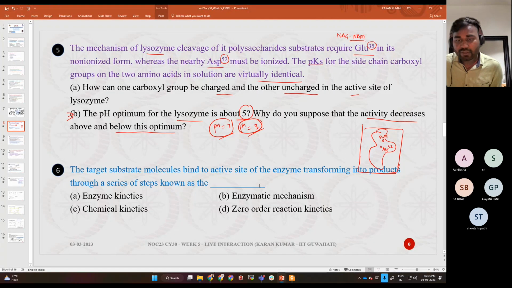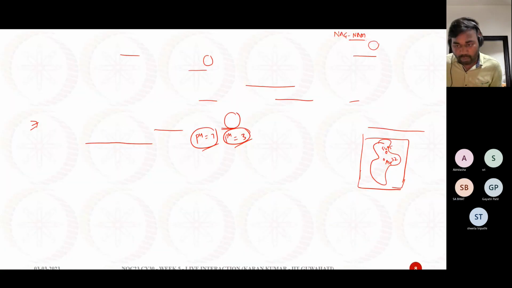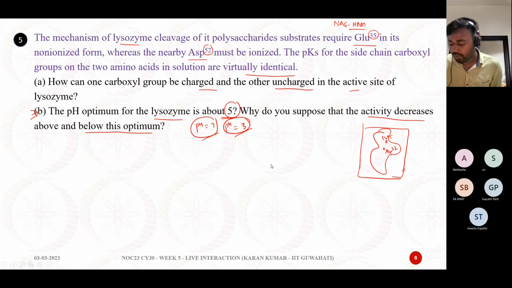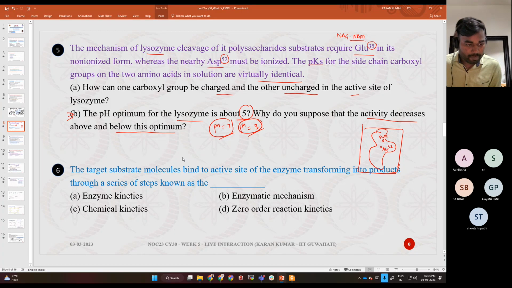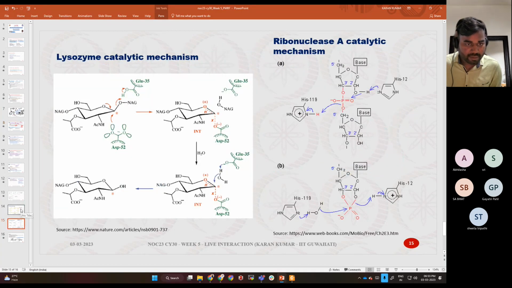So what will happen? To operate both amino acids in the same active site, the pH is important. Now, when the pH drops, what will happen? The aspartic acid, which needs to accept the proton, won't be able to accept it, and it will be in the non-ionized form. I have put up that slide in the mechanism.